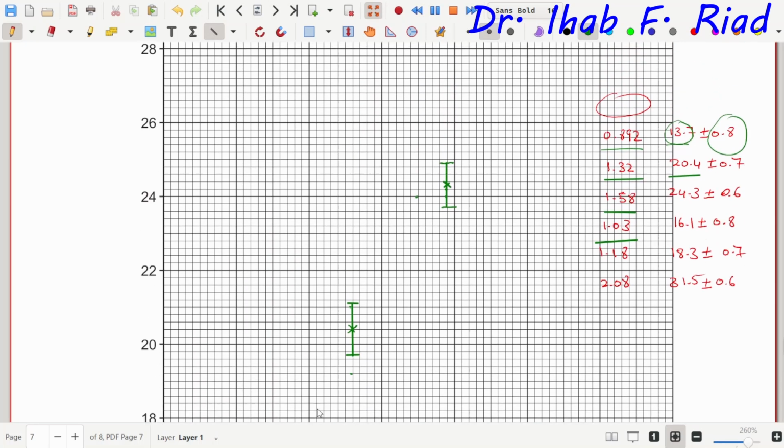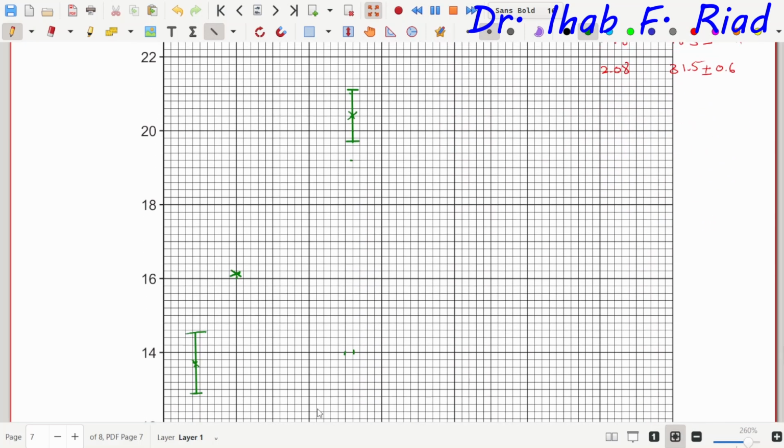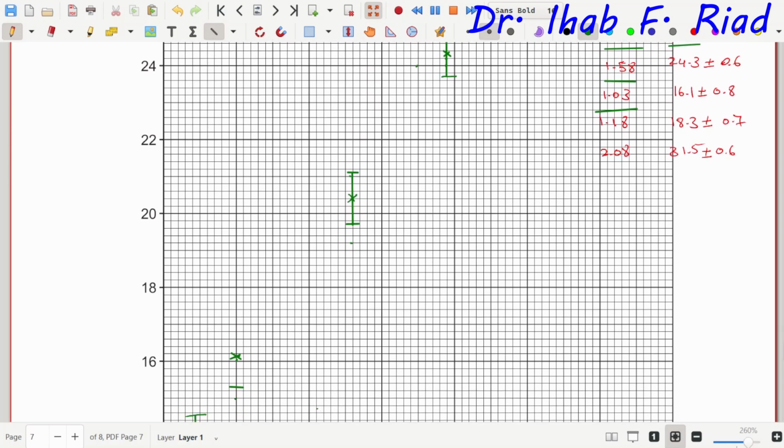Okay, the error bar is 0.8, so it goes to 16.9 and down to 15.3. 15.3, yes, goes down to 15.3. This is 15.2. This is 15.3 and 16.9. Here it is. Okay, and here is the error bar.